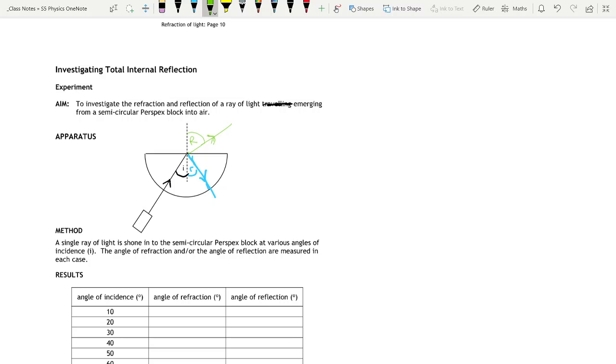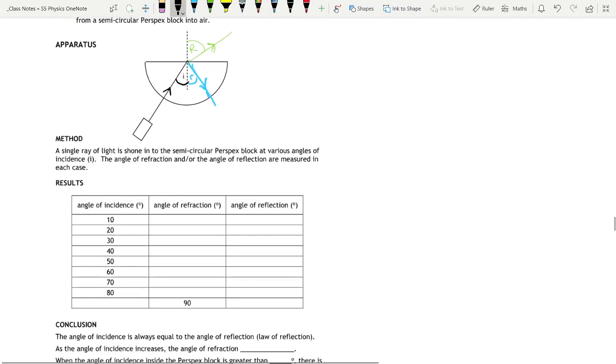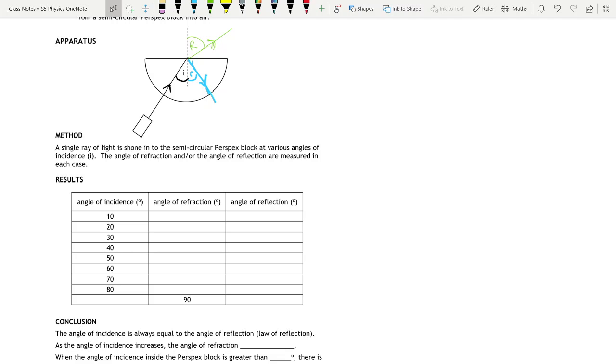Okay, so what you do is you shine the light in at various angles of incidence, so the various i's, and then you would measure the angle of refraction and also the angle of reflection. The angles of incidence that you would use are 10, 20, 30, 40, 50, 60, 70, 80. And you'd measure the angle of refraction.